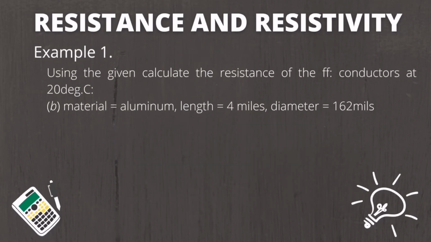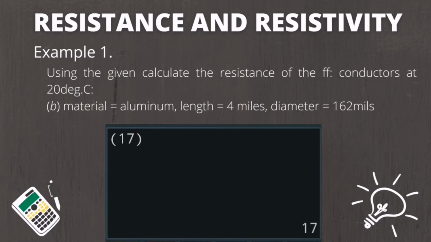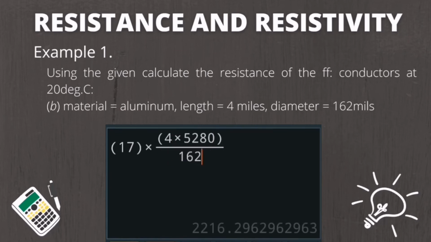Next, example 1B. The material is aluminum, the length is 4 miles, and the diameter is 162 mils. This time, the resistivity of aluminum is 17 ohm circular mil per foot. Substituting to the formula, we have R equals 17 times 4 times 5280 divided by 162 squared. We have to convert 4 miles into feet, so we multiply by 5280. So the answer is 13.7 ohms.